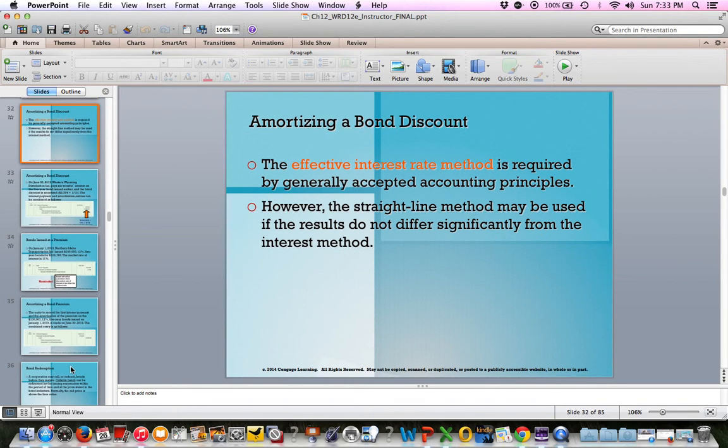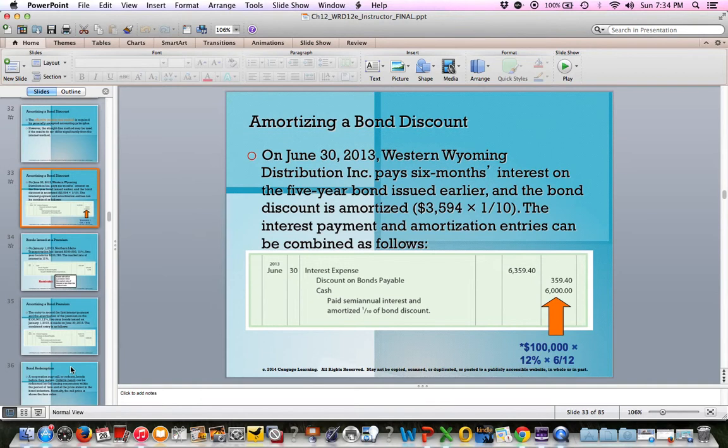The effective interest rate method is required by generally accepted accounting principles. However, straight line method may be used if the results do not differ significantly. Also, some companies that maybe only have a little bit of bonds might just use straight line. But companies that have a lot of bonds where it would be significant would definitely use the effective interest rate method. So amortizing bond discount then, we're going back to the Western Wyoming company.